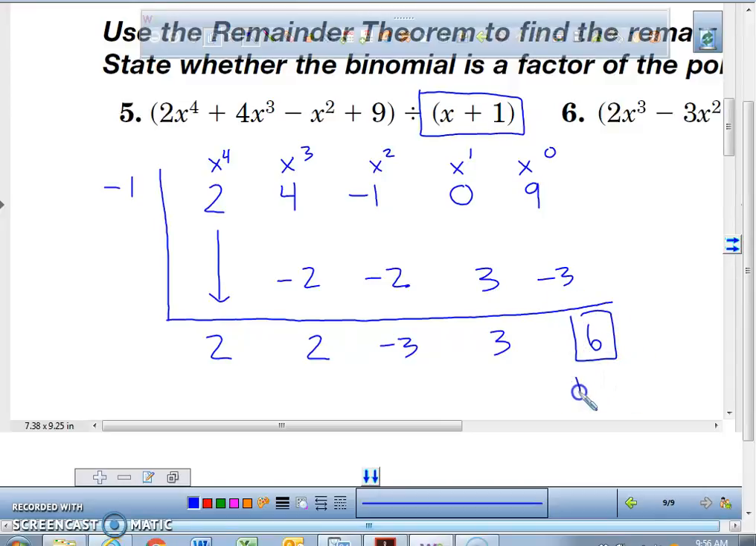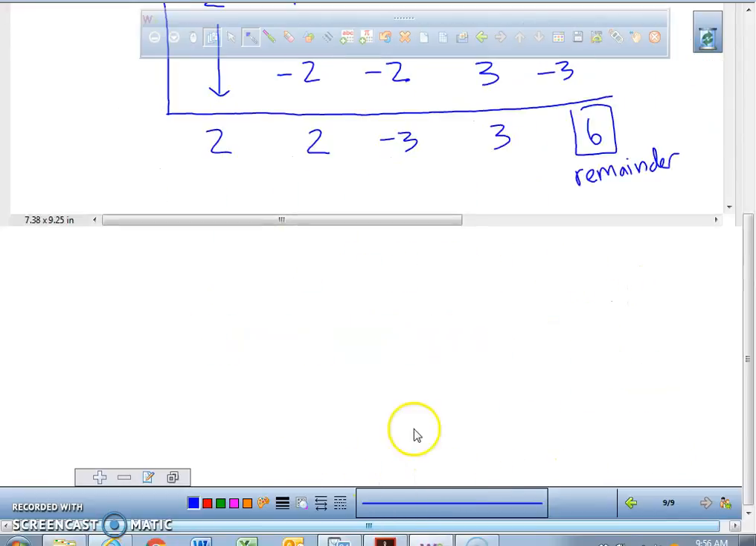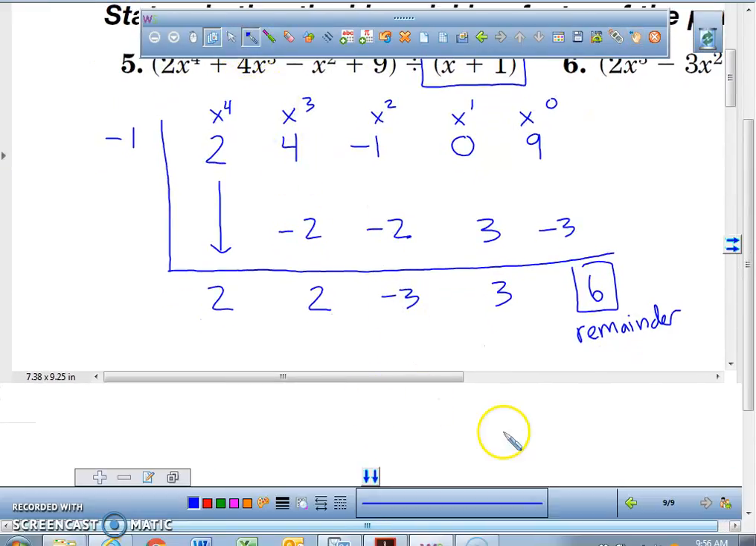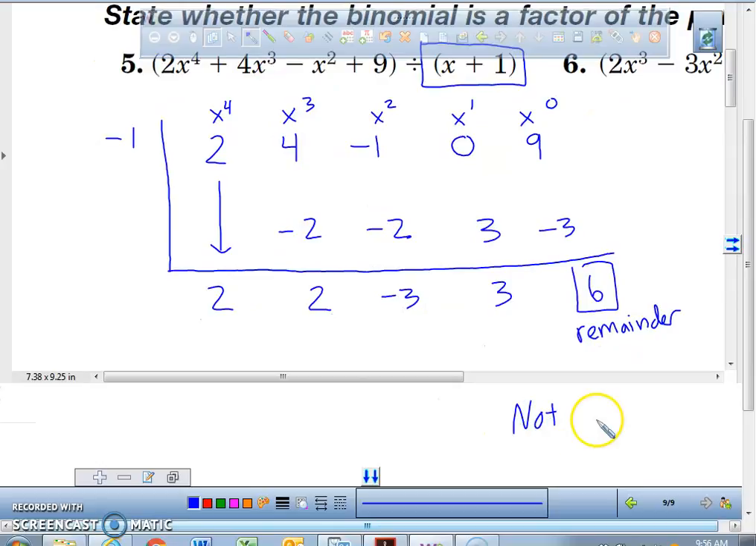This right here is your remainder. If you get any number other than 0 as a remainder, this is not going to be a factor. Okay? Which means x plus 1 is not a factor of this polynomial expression. So here's what you say. You say, not a factor because the remainder was equal to a 6.